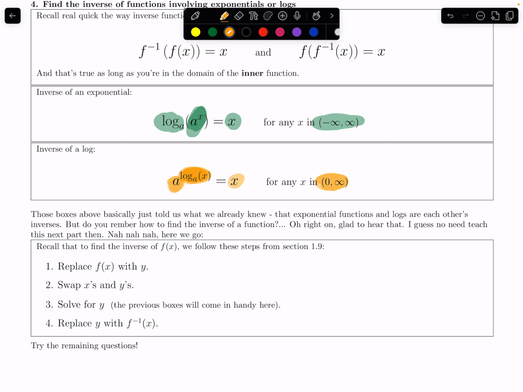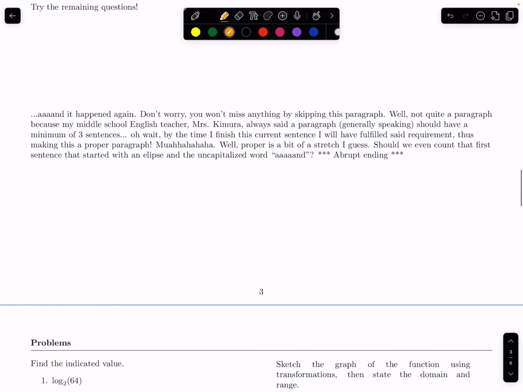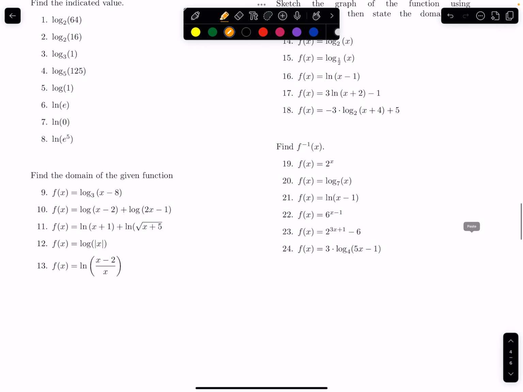But now, how do you find an inverse function? Do you remember that? Yeah, of course you do. So how do you find it? Four steps. First, you replace f of x with y, right? And you swap the x's and y's, solve for y. And basically you're done at that point. But then you can rename the resulting function as f inverse of x. Okay, so let's try the remaining questions.